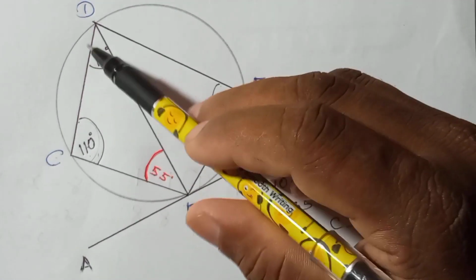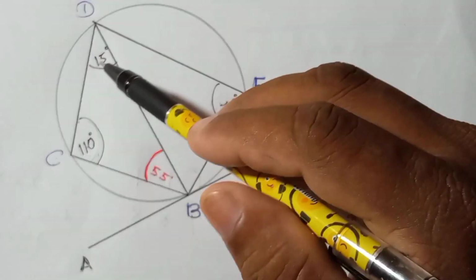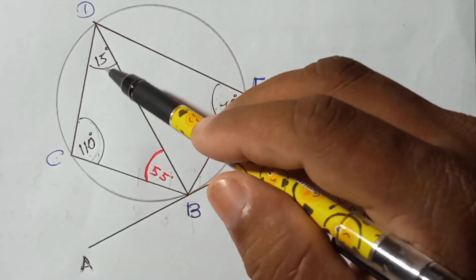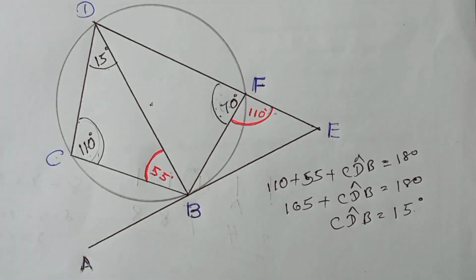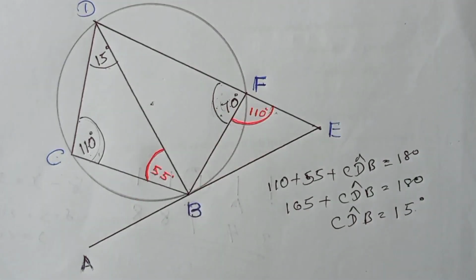Try to understand, this diagram is not to scale. That means this is not drawn as a 15 degree angle. It looks like more than 15 degrees, but we don't need to care about that, because they tell us the diagram is not to scale. Okay, now here 15, right?